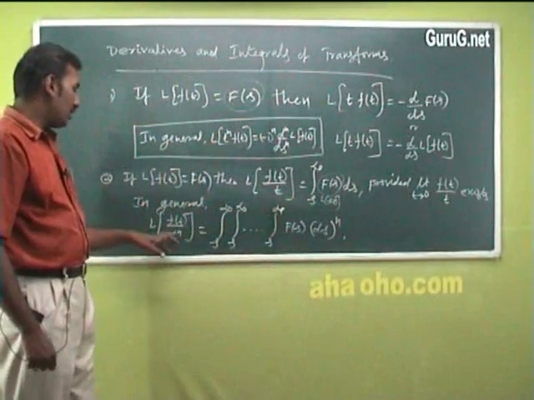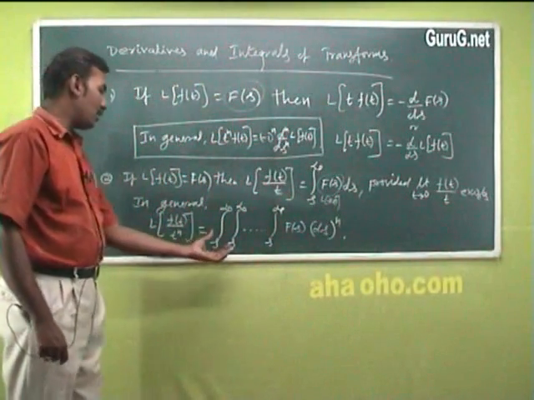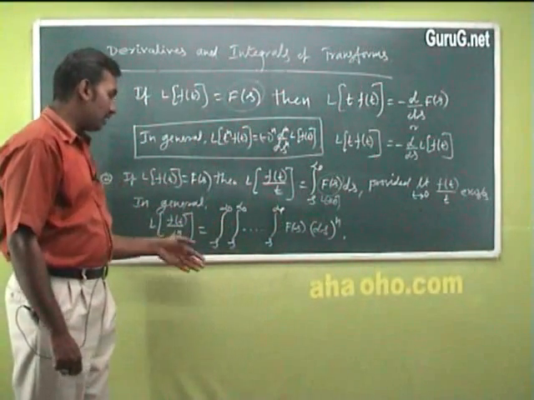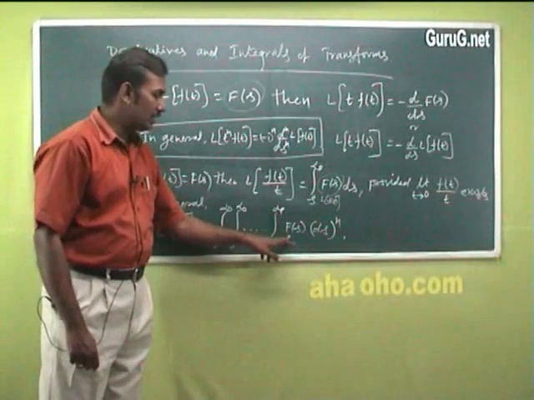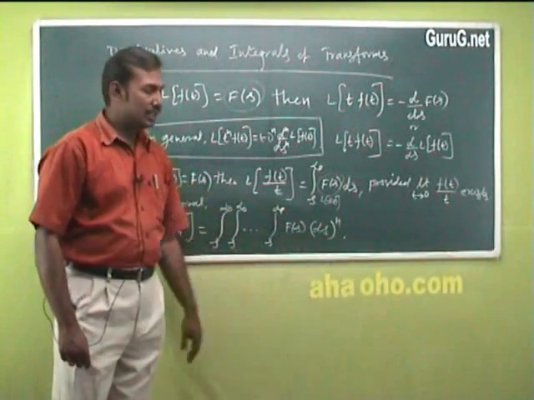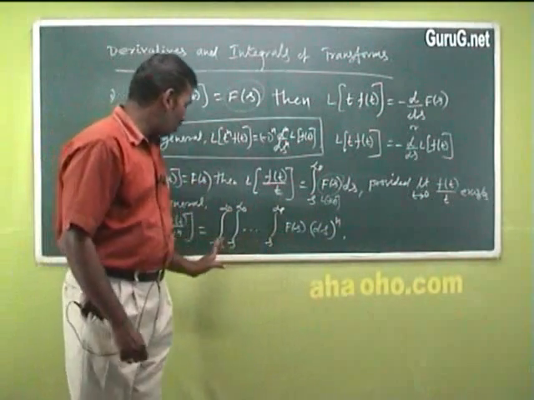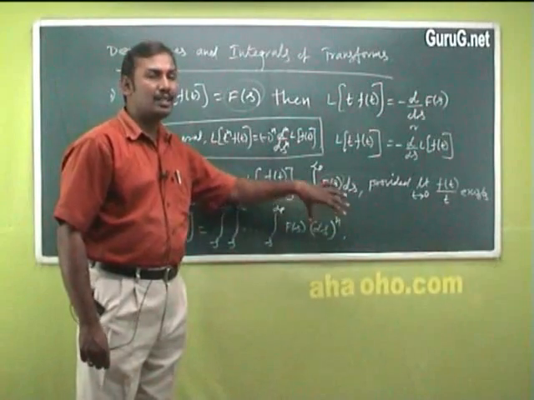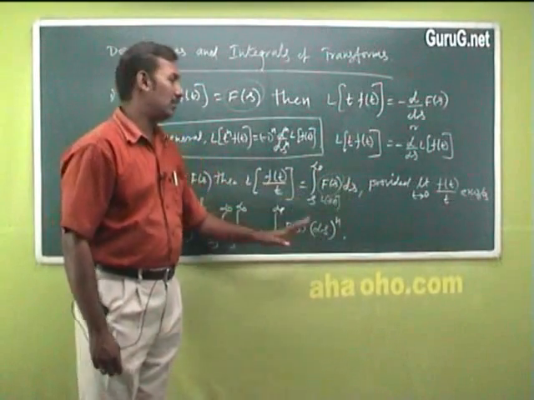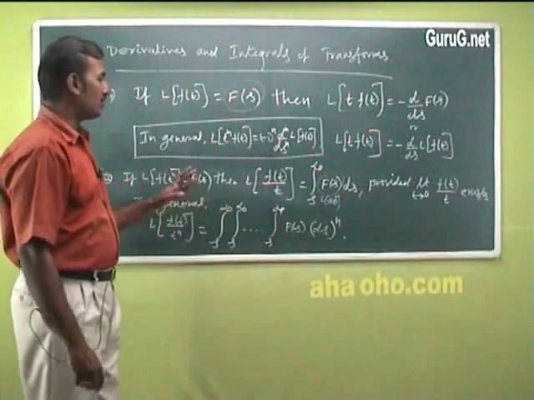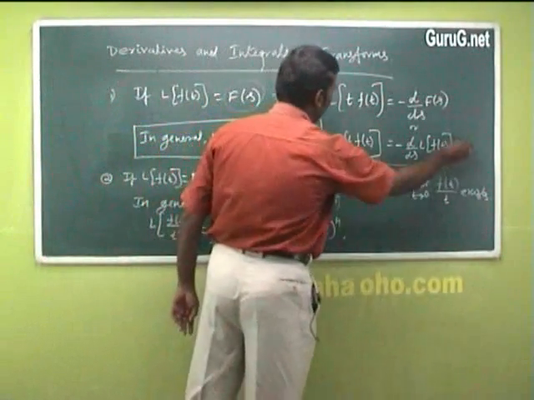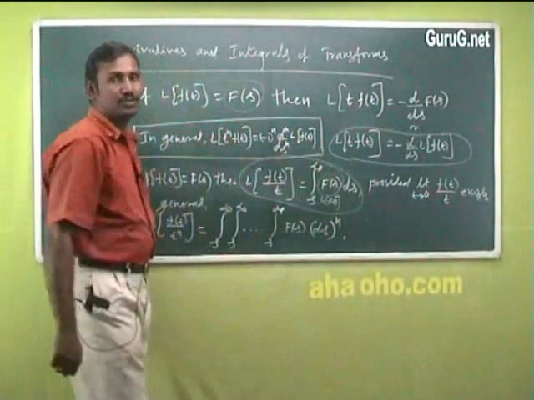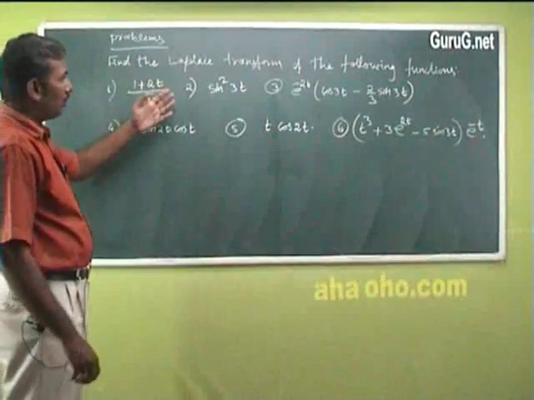Suppose if it is f of t by t square, you have a double integral. If it is t cube, triple integral. If it is power n, then n times you have to integrate this function f of s into ds power n. Okay, here if 2 comes, you integrate ds into ds 2 times; if 3, 3 times; if 4, 4 times, like that. So remember these results. Okay, this result and this result are very important results. Clear? Now you see the problems.